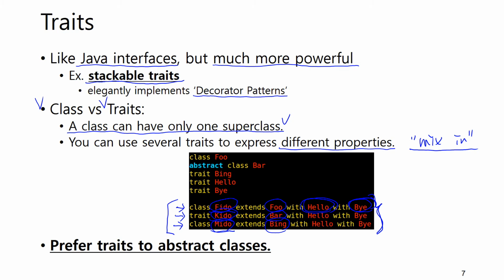The remaining question is, when should we use abstract classes, and when should we use traits? Traits are similar to abstract classes in that they can have methods that are left unimplemented. And the answer to the question is, you should use traits instead of abstract classes in most cases. There's a slight performance penalty in using traits, but in practice, you can ignore the performance penalty. So you should prefer traits to abstract classes in your Scala programming.